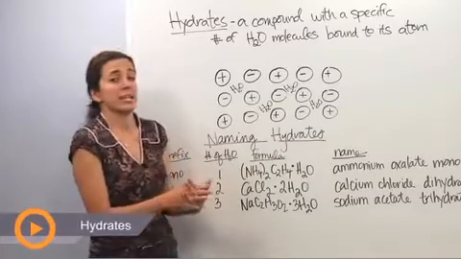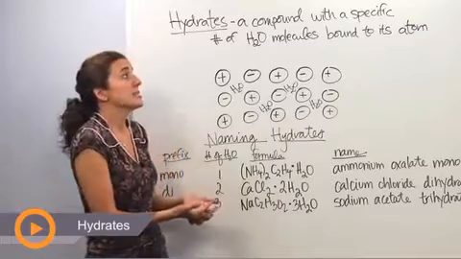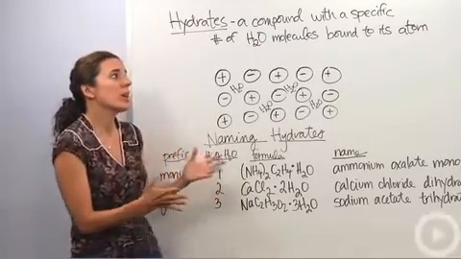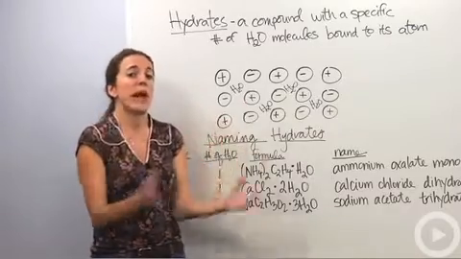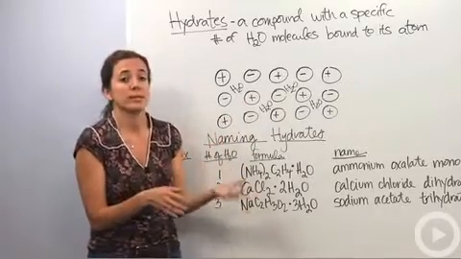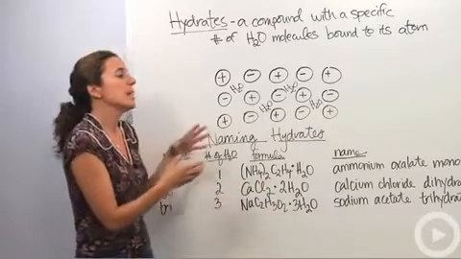All right, so let's talk about hydrates and what they are. A hydrate is actually a compound with a specific number of water molecules bound to the atoms inside. So it's kind of like these water molecules are trapped within a salt. A salt, don't forget, is an ionic compound. So what does that actually look like?